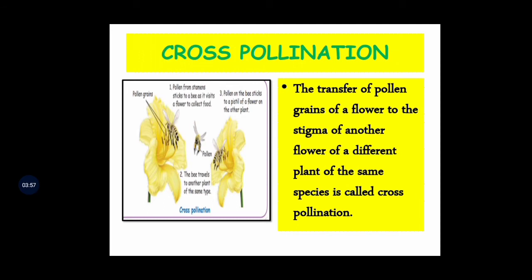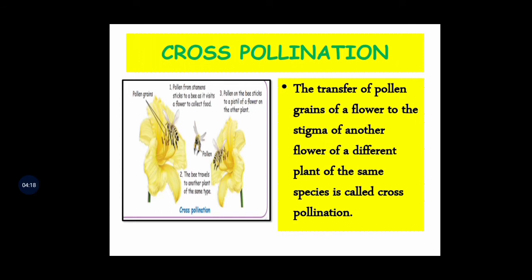Then, what is cross-pollination? In cross-pollination, mostly unisexual flowers are involved. So, the transfer of pollen grains of a flower to the stigma of another flower of a different plant, but of the same species, is called cross-pollination.